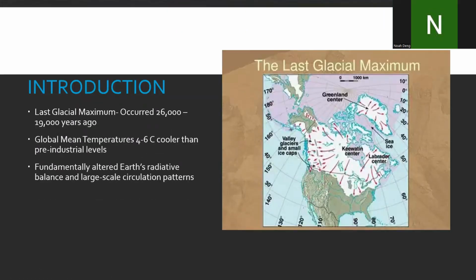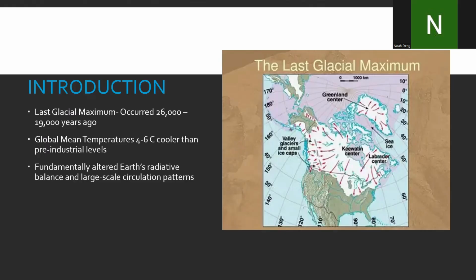So, first of all, what is the last glacial maximum? The last glacial maximum, or the LGM, occurred approximately 26,000 to 19,000 years ago when continental ice sheets reached their greatest extent during the last glacial period. Massive ice sheets covered most of North America and northern Europe. Atmospheric carbon dioxide concentrations were near 180 parts per million, and global mean temperatures were about 4 to 6 degrees Celsius cooler than pre-industrial levels.